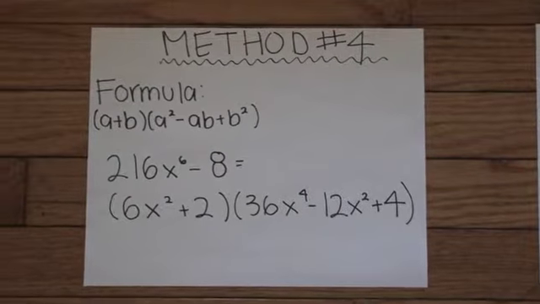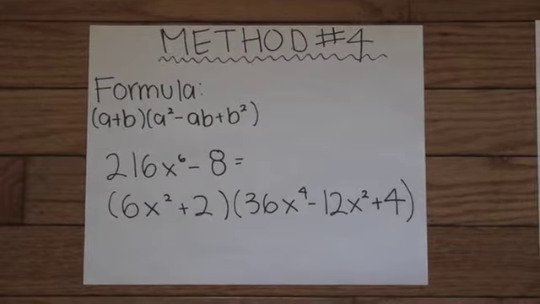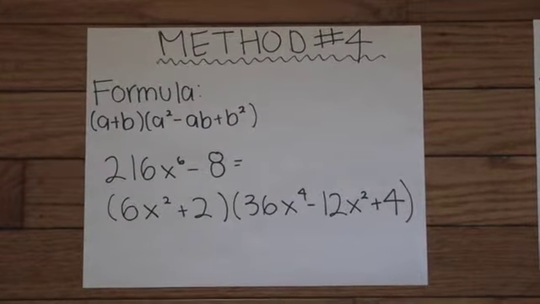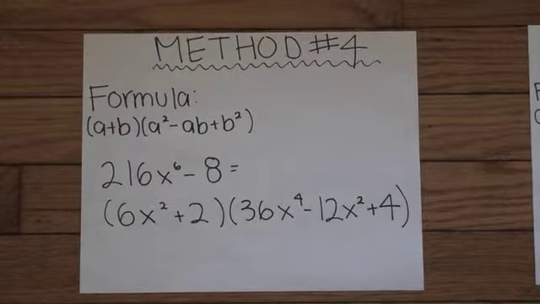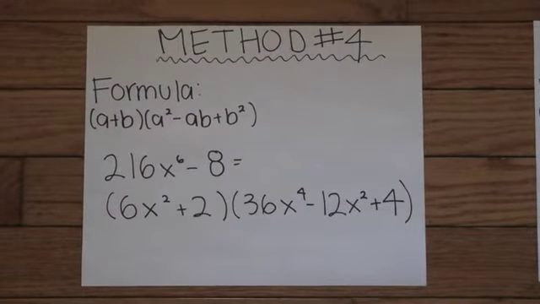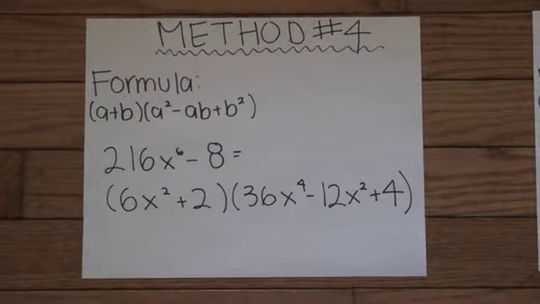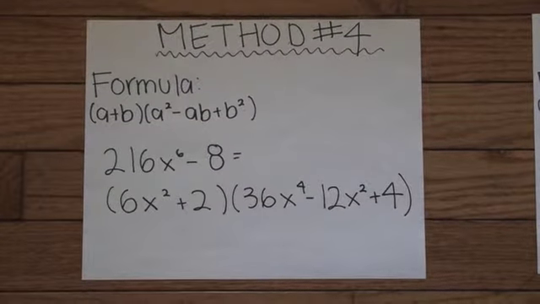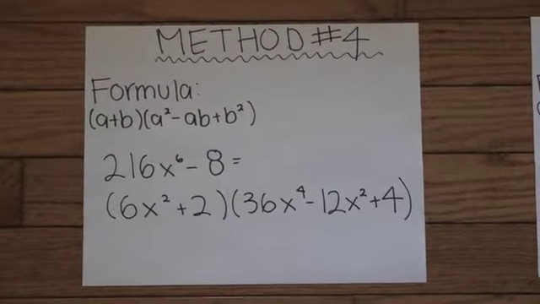The next method is the sum of two cubes. This method is exactly the same as the difference of two cubes, but with an addition sign, and the formula is slightly different. The formula is the quantity of a plus b times the quantity of a squared minus ab plus b squared.